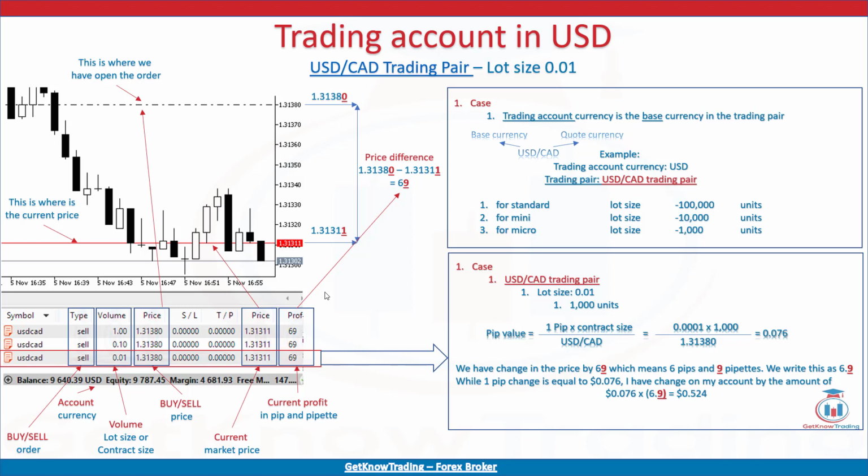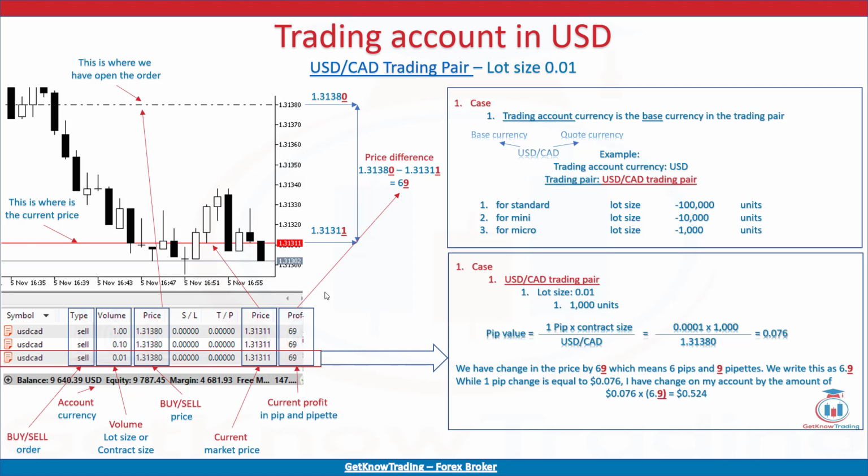So in our example we have 0.0001 multiplied with 1000, which means for the micro lot size, divided with the current price, which is 1.31380, and that gives us 0.076. We have changed the price by 69, which means 6 pips and 9 pipettes, and we can write that as 6.9.